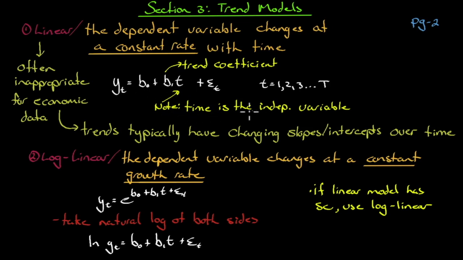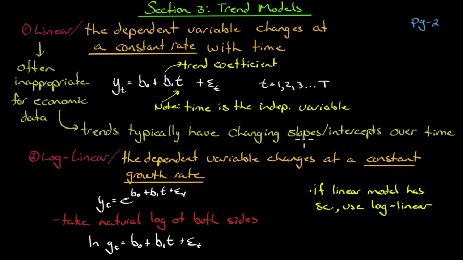Now note here, time is the independent variable, and time goes from period 1, period 2, period 3, all the way to period t. So if we want to know what the model predicts the observed value of y should be at time period 10, we would just substitute 10 in here, multiply b1 by 10, and add it to b0 and get a predicted value. The slope coefficient here is called a trend coefficient. Often inappropriate for economic data, trends typically have changing slopes and intercepts over time.